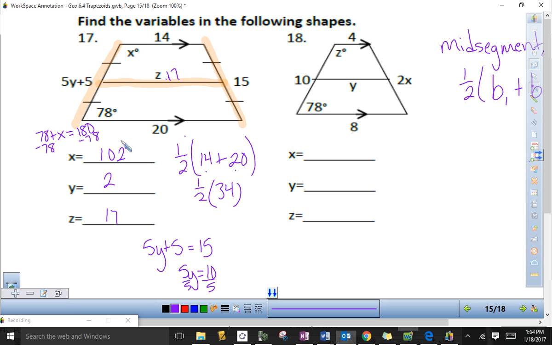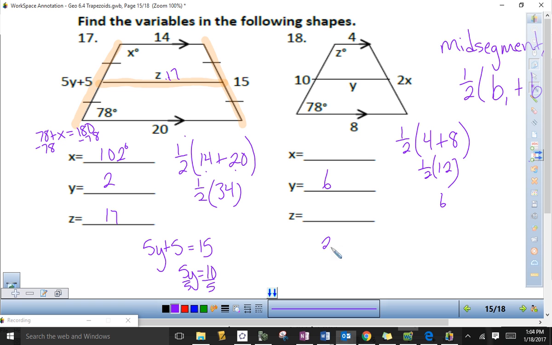18 is very similar. Okay, to find the mid-segment, we're going to take half of the bases. So 4 plus 8 is 12, and half of that is 6. In this case, our mid-segment is y, so I'll put 6 there. Okay, go ahead, pause the video, see if you can figure out x and z.